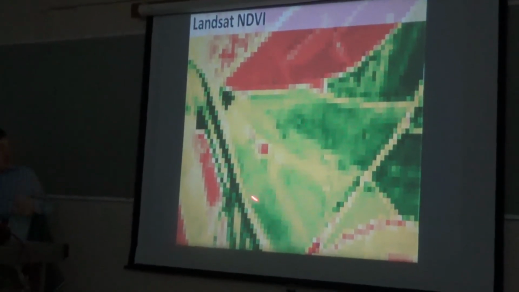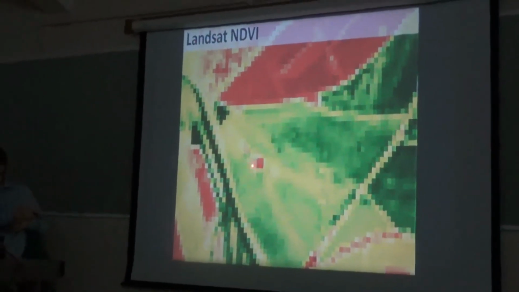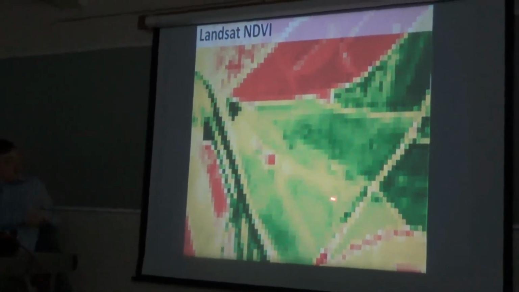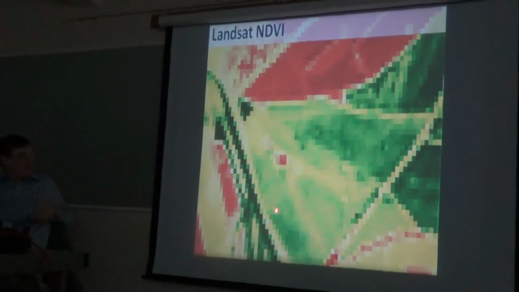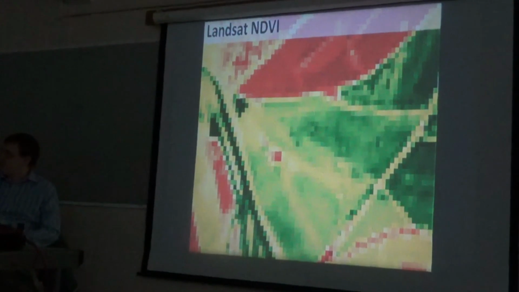But more interesting is this field, which has obviously got stuff growing in it, apart from in this area in the middle, so maybe that's a pylon in the middle of the field, or it might be a feeding trough or something. And then there's this area in the middle that's not growing as well as the rest of it. The plants there aren't as healthy. And that can be quite useful information for the farmer to know.